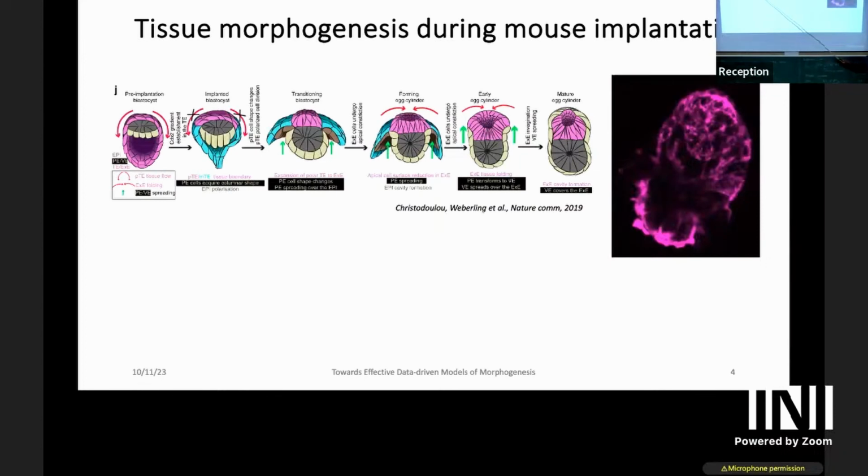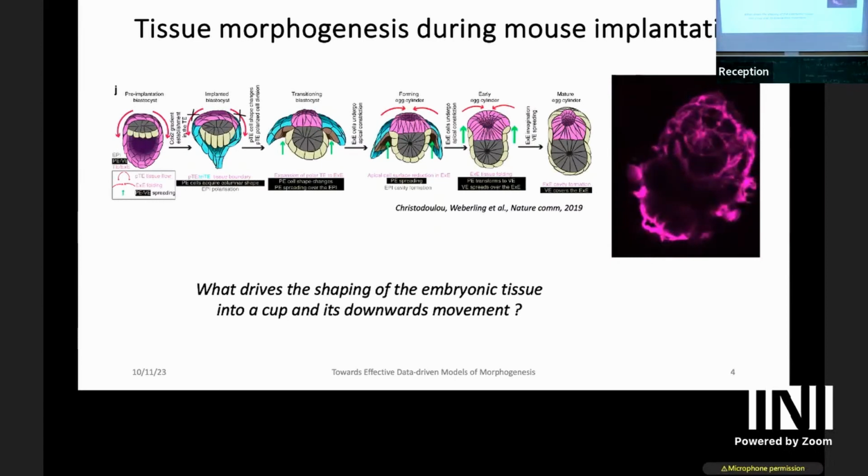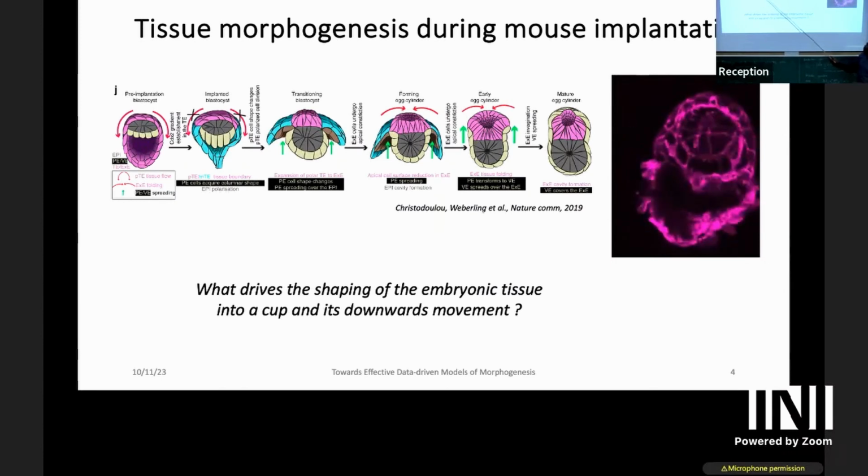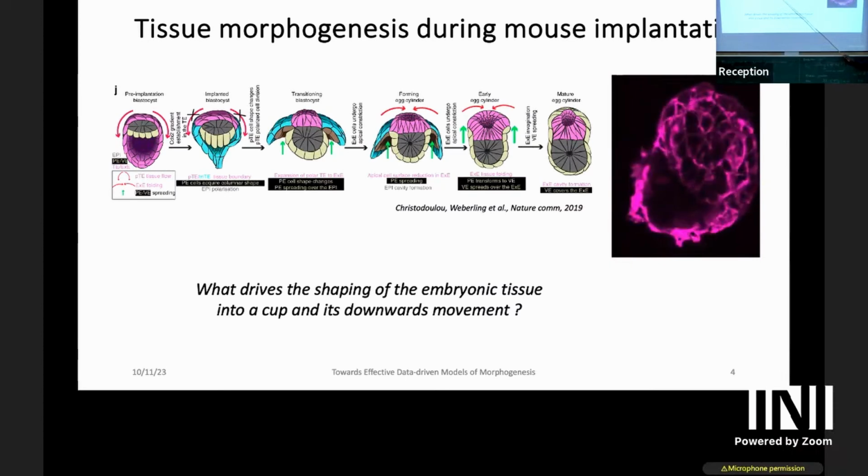you can see that these different tissues undergo a lot of remodeling. The epiblast has a kind of oval shape in the beginning, and then it's more like a cup shape, and the polar ectoderm starts with squamous cells, very horizontal, and then they're elongated. And so there are a lot of morphogenesis events that happen during this mouse implantation. And we're interested in a very specific event for our modeling. It's the transition from the very oval shape, kind of spherical, to the cup shape.